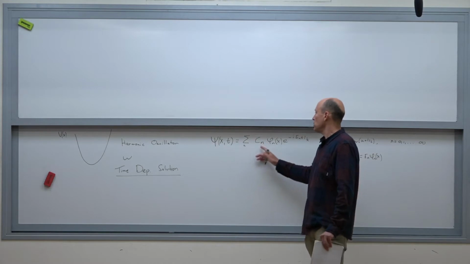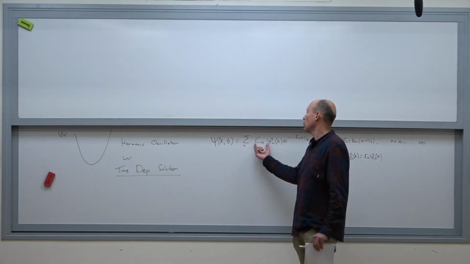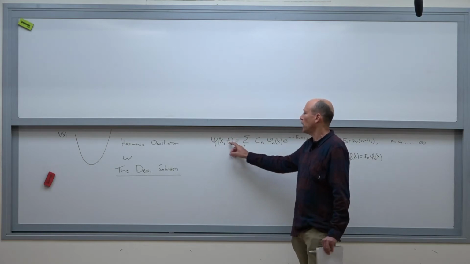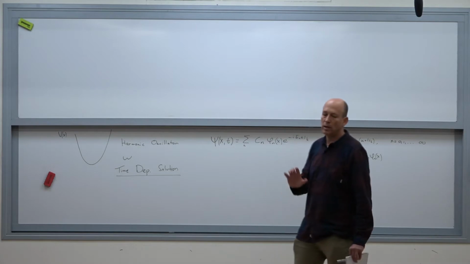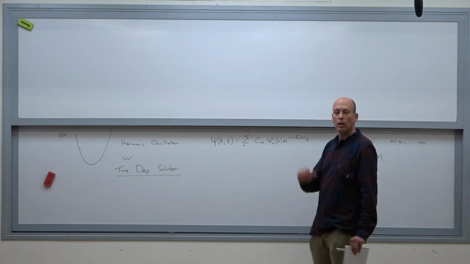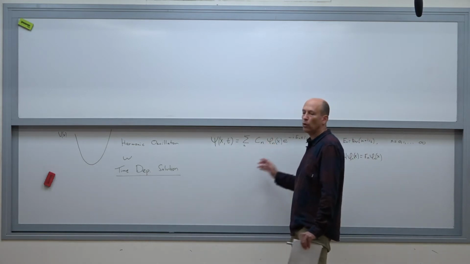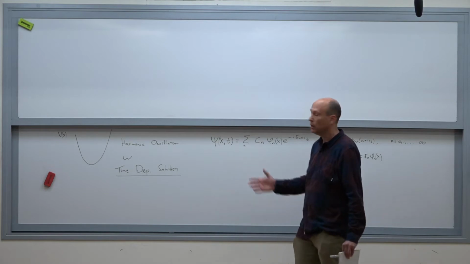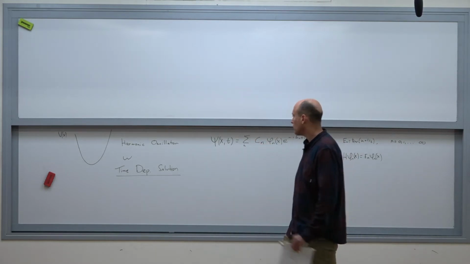What are these Cn's? To remind you, Cn's depend on the initial conditions. At time t equals 0, I prepare the system in some state. It can be a stationary state, for example the ground state, then this will be very trivial. If you start in the ground state, you will remain there forever. It can be a linear combination of all kinds of states. So Cn is determined by the initial conditions.